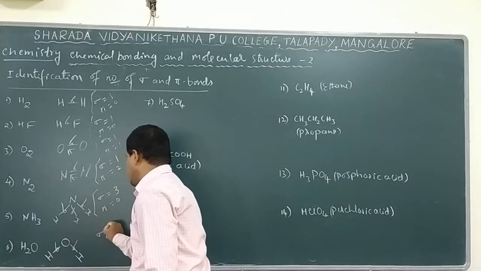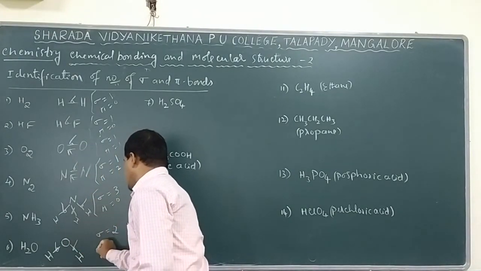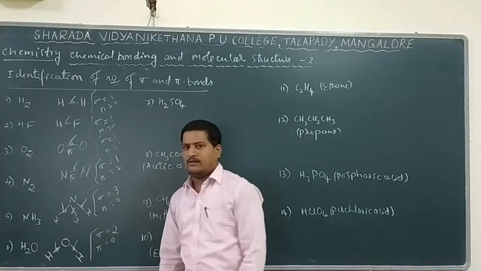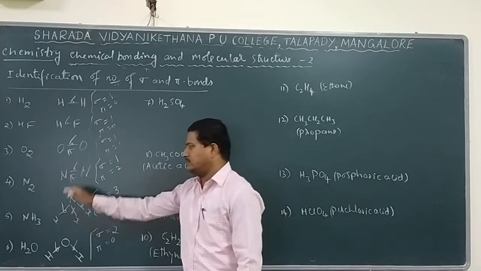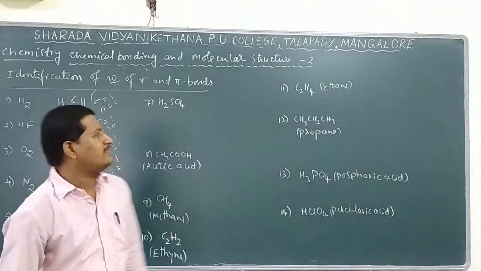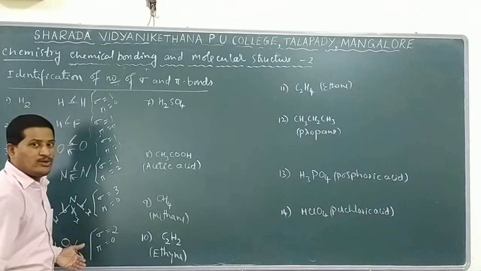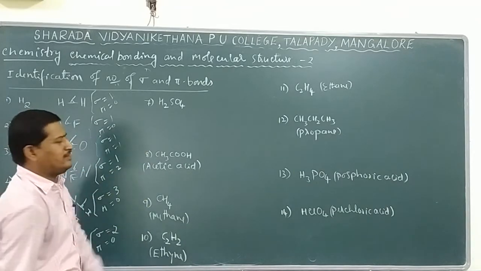So the number of sigma bonds is found to be 2, whereas the number of pi bonds is found to be 0. So these are a few examples, 6 examples. Let us go with another example. We have sulfuric acid. All these are somewhat simple examples, but let us see a little more difficult ones.